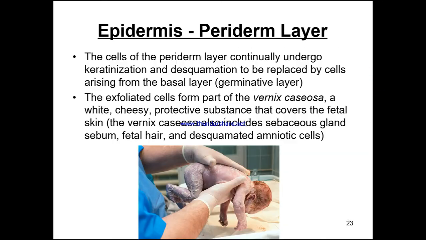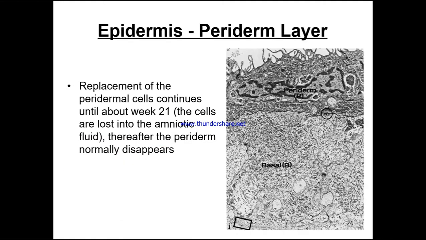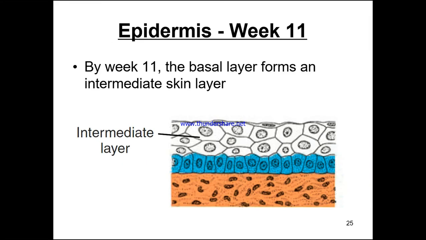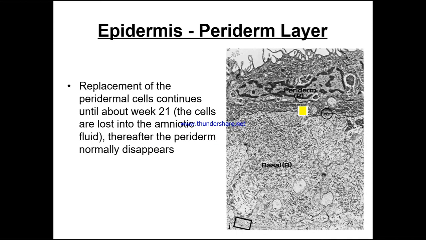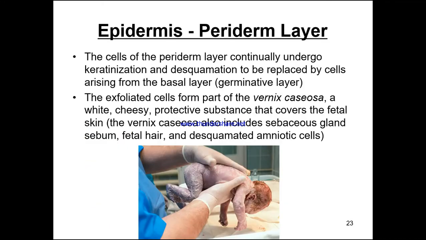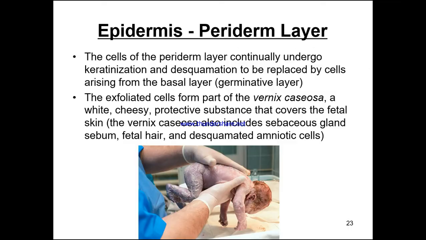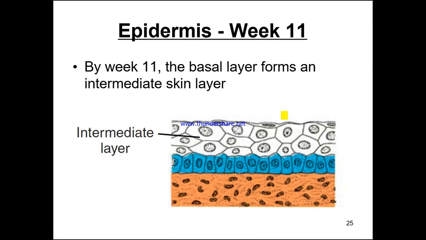I just want you to have an understanding of these points, and then as we progress through the next few weeks, we'll start to look at the slides, our histology slides, in more detail. So week 4, week 5, and then we go through into the epidermis at week 11. So by week 11, the basal cell layer forms an intermediate skin layer. So this is now our intermediate skin layer.